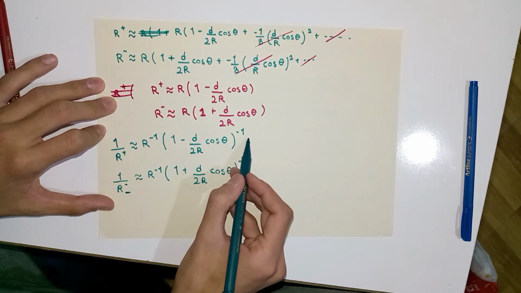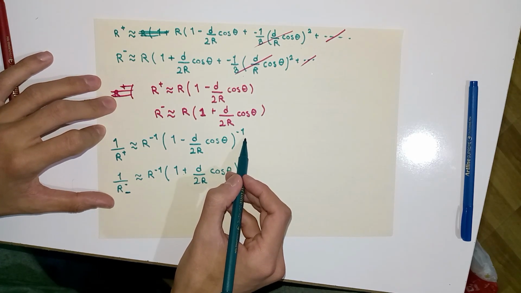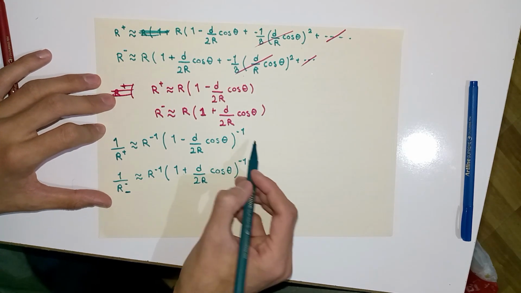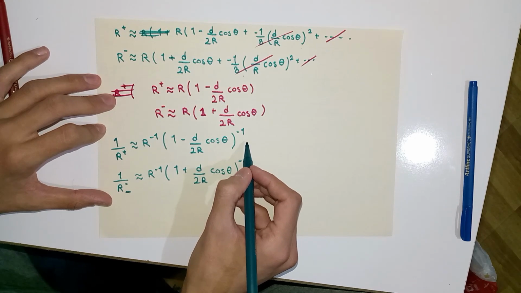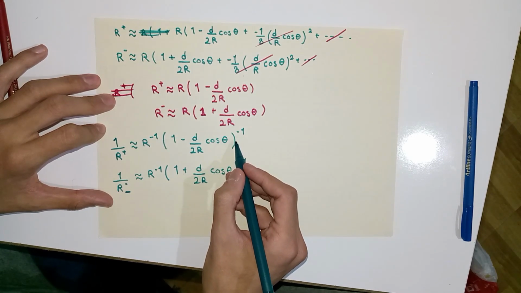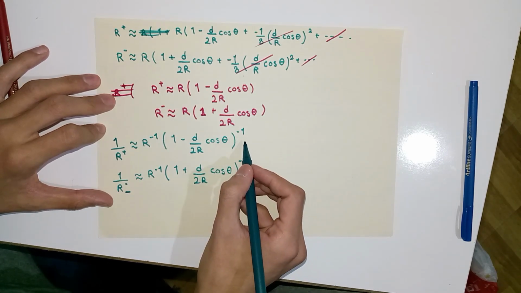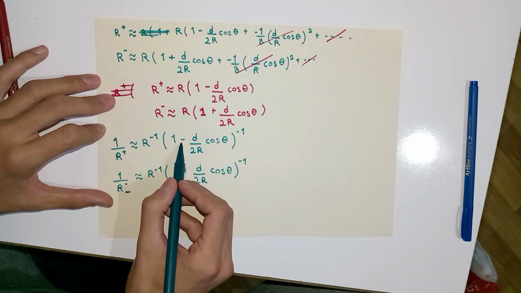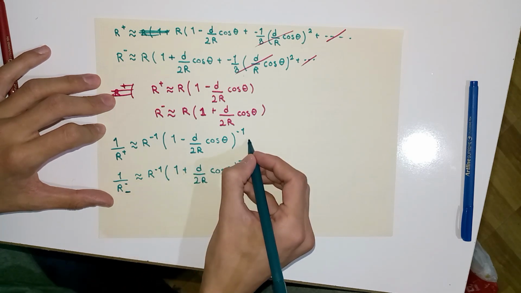Now we are going to apply again the binomial expansion. I'm not going to rewrite the whole terms. I'm going to write the result directly. But what's going to happen is these signs are going to be changed.